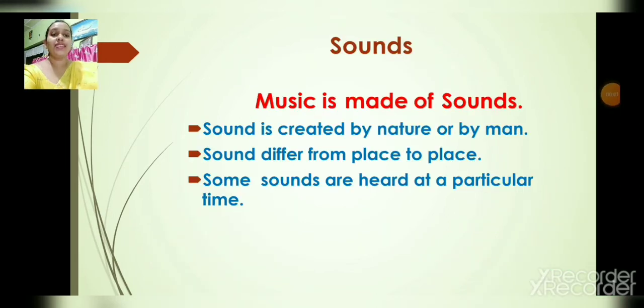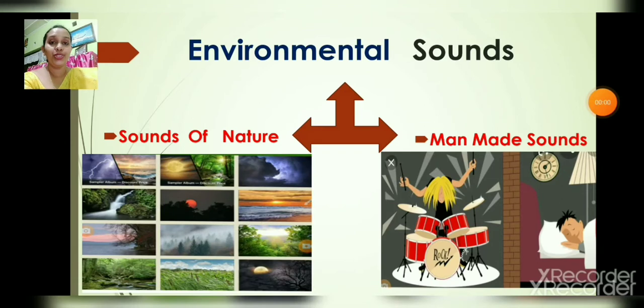Sounds. Music is made of sounds. So, you know that sound is created by nature or by man. Sounds differ from place to place, and also some sounds are heard at a particular time. For example, there are some birds who sing during certain periods of the year or during certain times of the day. I told you that music is made of sounds.